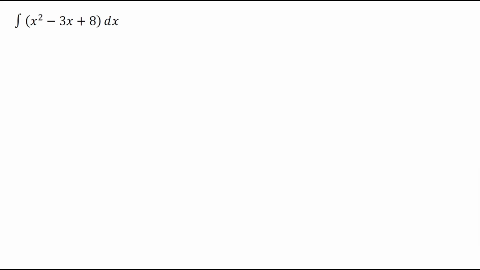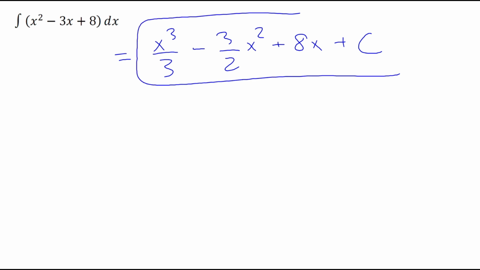So for this one, we're just looking at a regular indefinite integral. We're just going to use a power rule on it. So the integral of x squared is just going to be x cubed over 3. We'll go up to power of 3 and divide by 3. And then for minus 3x, go up to a power of 2 and divide by 2. So minus 3/2 x squared. And then the 8 just becomes plus 8x. And of course, don't forget your constant at the end.